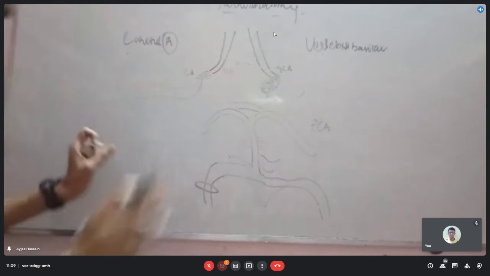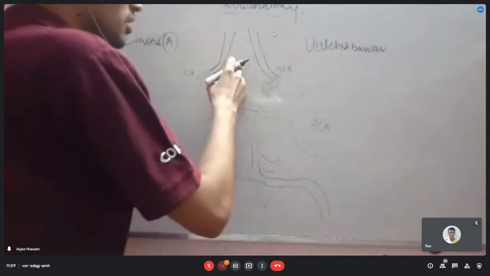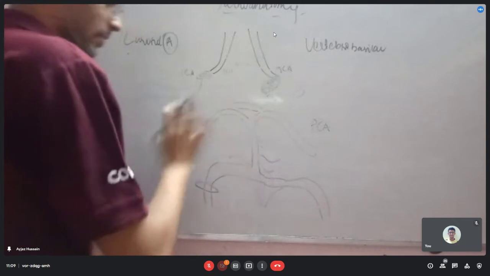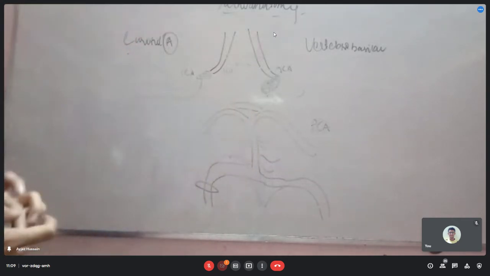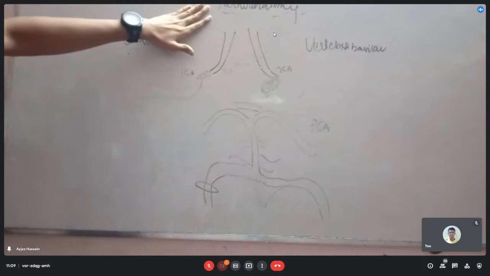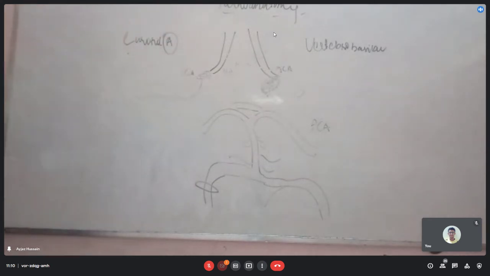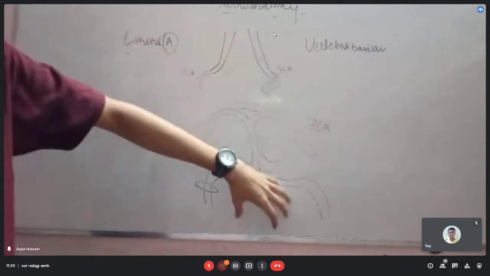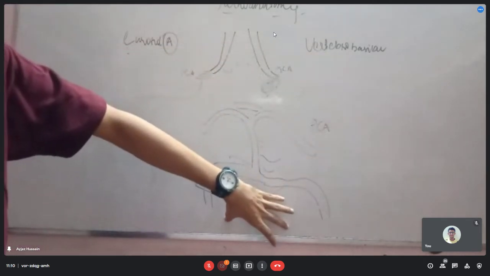Not of very much importance, but if you remember, very good. There's something called the anterior communicating artery and posterior communicating artery. There's no need to go into detail. So this is what you should know about the vascular system of the heart, or the blood supply of the heart: the two artery systems which are involved, and then the vertebrobasilar artery which is involved.